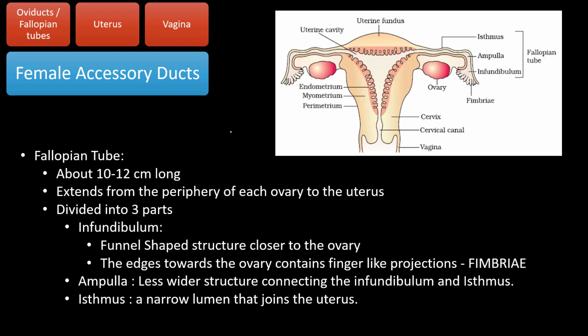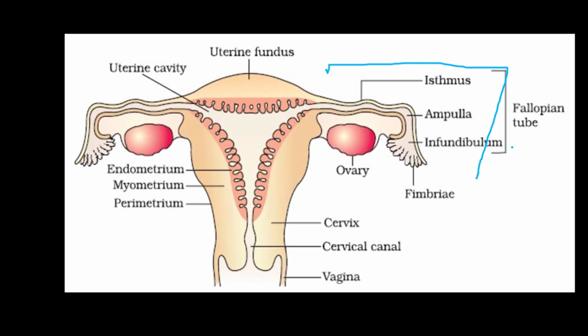Now let us start with the first structure, that is the fallopian tube. As you can see here, this is the fallopian tube area. The fallopian tube is around 10 to 12 centimeters long, and it extends from the periphery of each ovary to the uterus. As you can see here, they connect right from the periphery of the ovary to the uterus, and they are divided into three parts. That is, from the periphery, the infundibulum, ampulla, and isthmus.